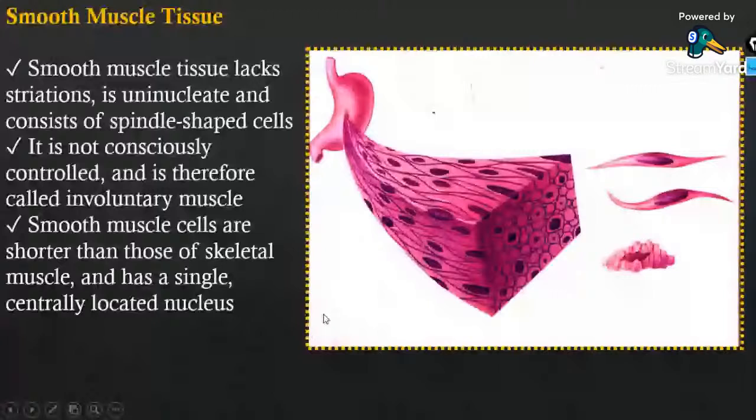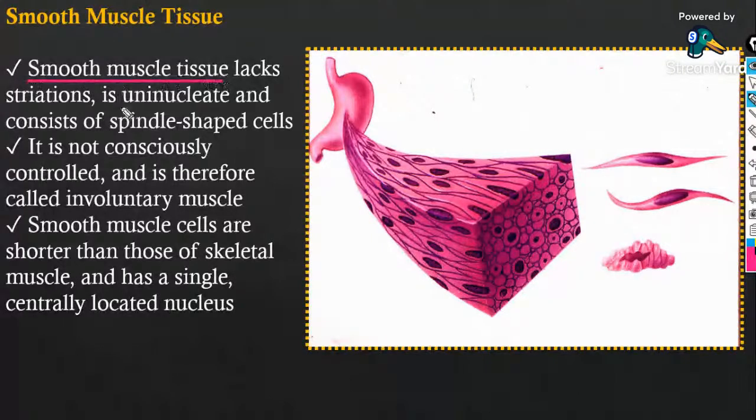First one is the smooth muscle. Smooth muscles lack striations. They are uninucleated, spindle-shaped cells. What was the other term that I used for spindle-shaped earlier? Tell me on the chat box, everybody. They lack striations, they are uninucleated, and they are spindle-shaped.